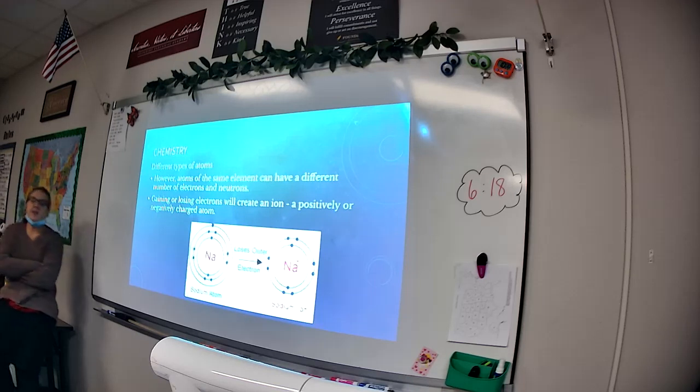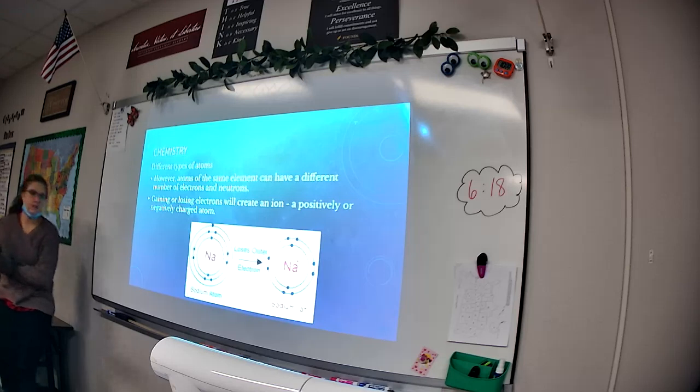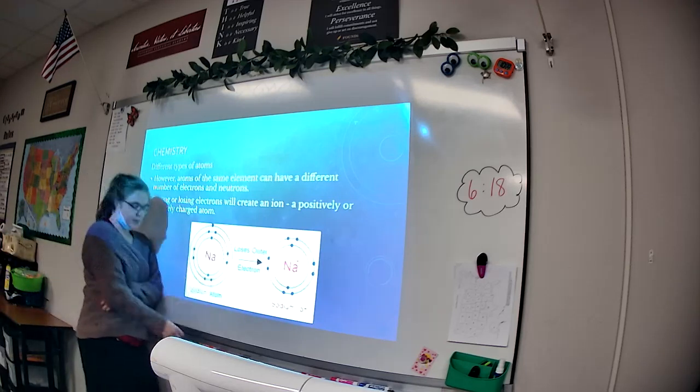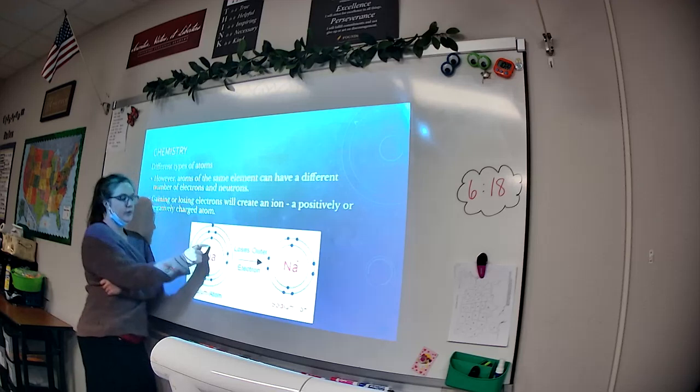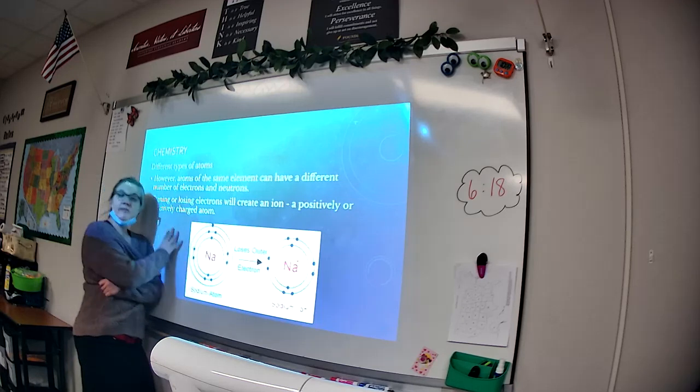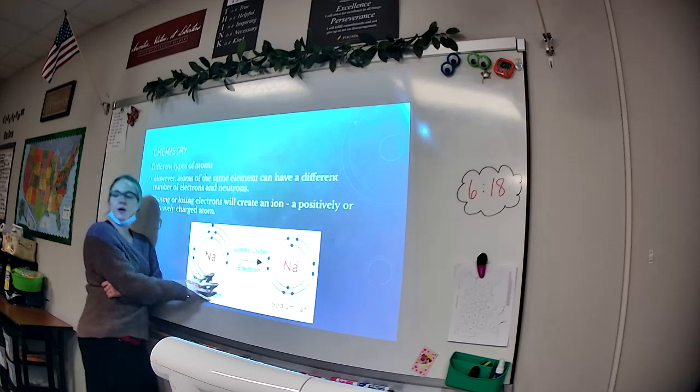So, if the atom gains an electron or loses an electron, it gets a special name. It is still that atom, but you add the word ion at the end. So, this is a sodium atom. Sodium is atomic number 11. So, there are 1, 2, 3, 4, 5, 6, 7, 8, 9, 10, 11 electrons. So, 11 protons, 11 electrons. That's a regular sodium atom.